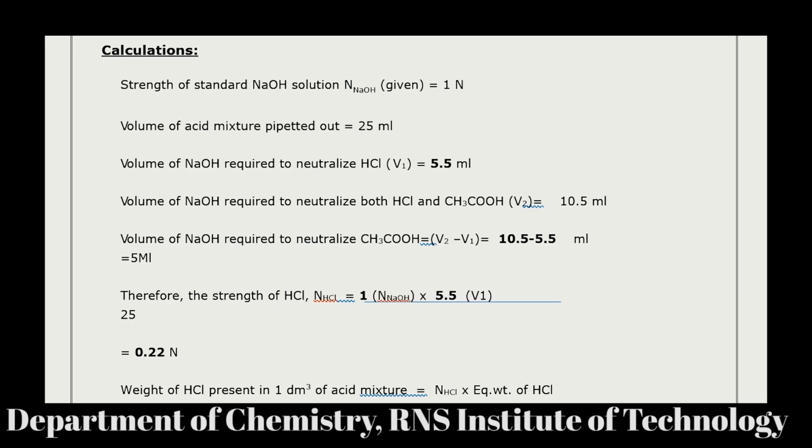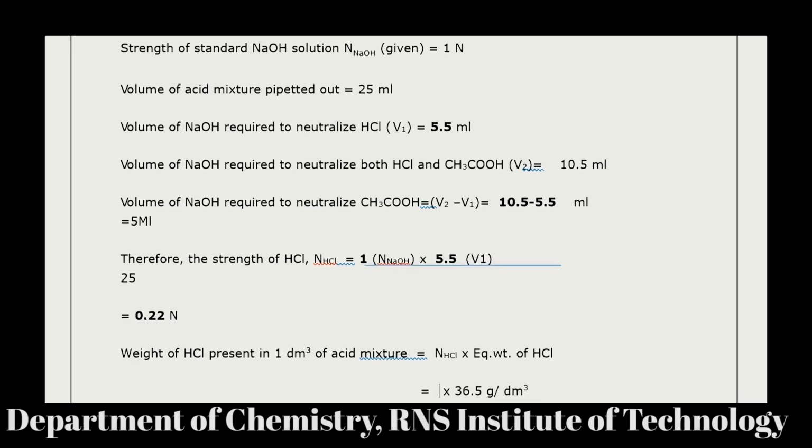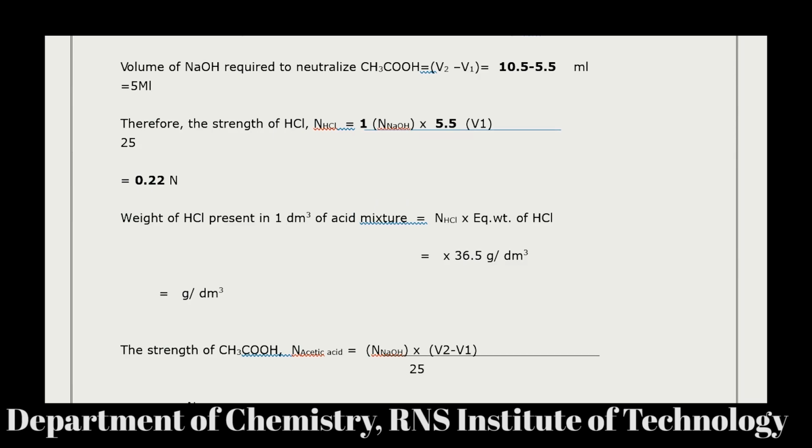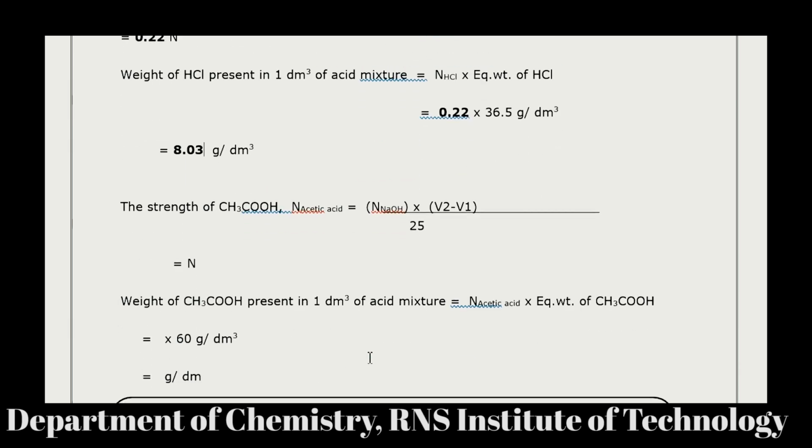Since we want to calculate the weight of the HCl, the weight of HCl will be equal to the normality of HCl times the equivalent weight of HCl. So the normality we got, 0.22 normal, into 36.5 gram per dm cube, will be equal to 8.03 gram per dm cube. So this is the weight of the HCl which was present in the given sample.